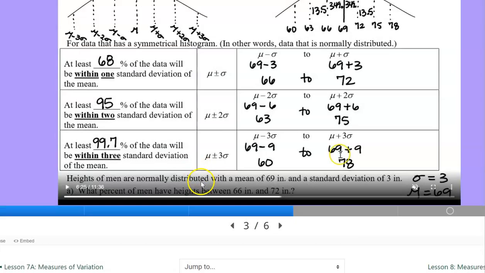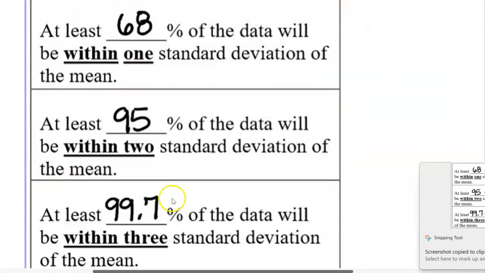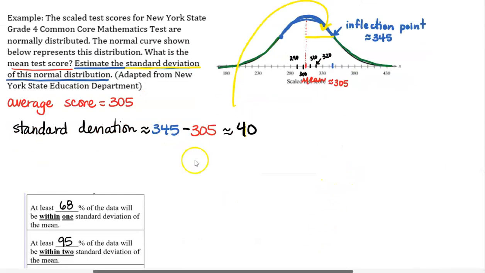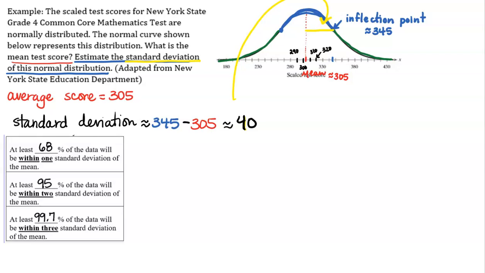So I'm going to grab this screenshot and pull this over to what we're working with to help us write some interpretations for this. So what the empirical rule tells us is that at least 68% of the data will be within 1 standard deviation of the mean. Well, for us, 1 standard deviation of the mean means going 40 to the right of the mean and 40 to the left of the mean.